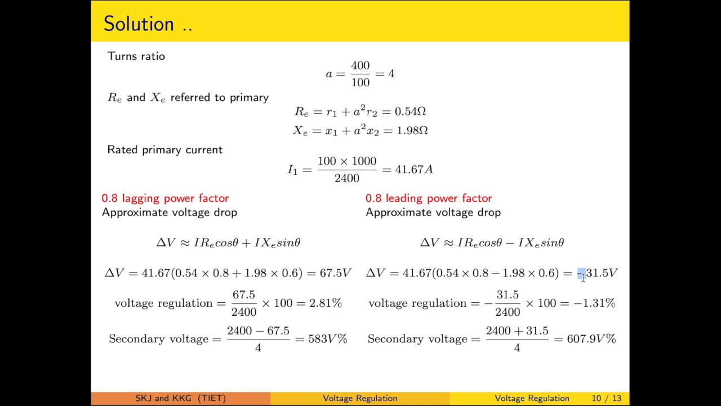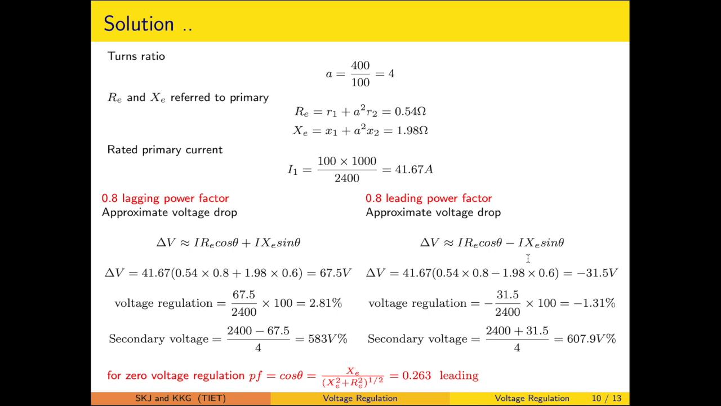This suggests that the secondary or load voltage is coming out to be more than the input voltage. However, the voltage regulation is marked negative, and the secondary voltage is calculated after calculating the reflected secondary voltage and dividing it by the turns ratio. That is 607.9 volt. Correspondingly, we can calculate the condition for zero voltage regulation. With the direct formula, we have to specify the leading nature, which is indicative of the RC load.